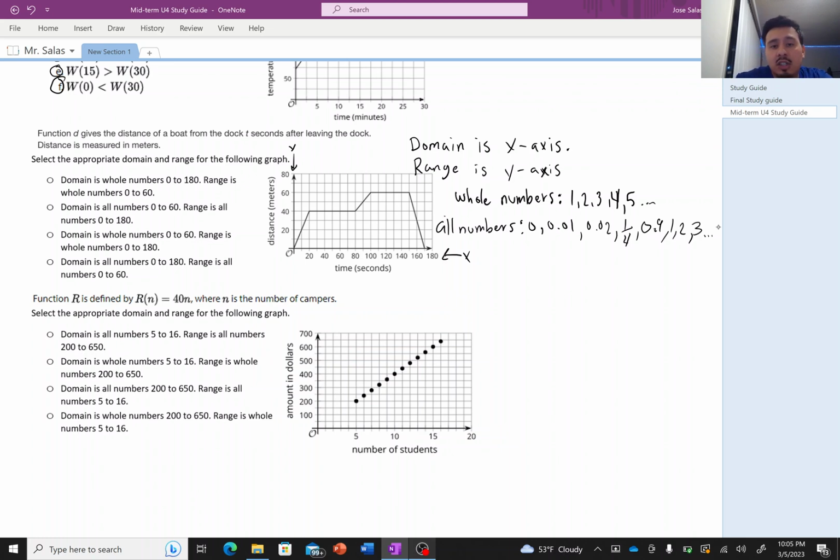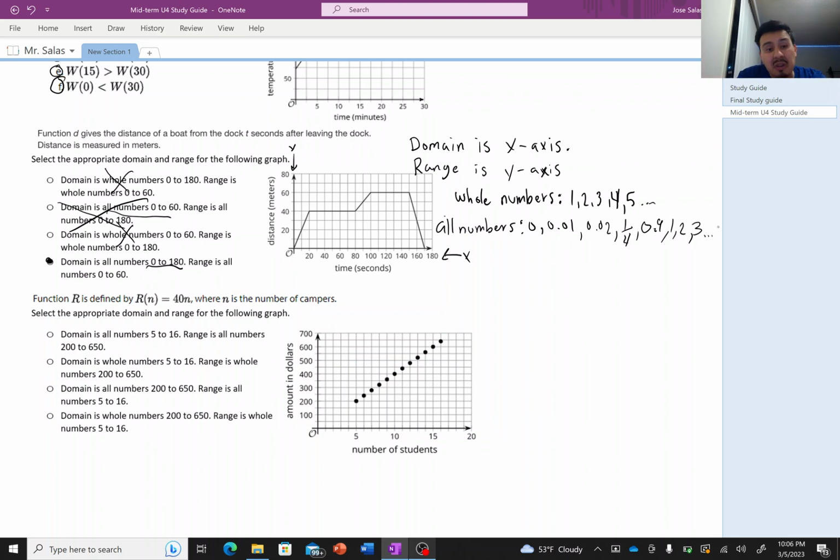Let's say our time runs from 0 to 180. So our domain is all numbers 0 to 180. Okay, perfect. This one has all numbers 0 to 180. And this one has all numbers 0 to 60, but that is not true, so we can cross this one out. And we can cross out the whole numbers one as well, because we already know we're not dealing with whole numbers. So automatically we know that the answer choice is the last one.